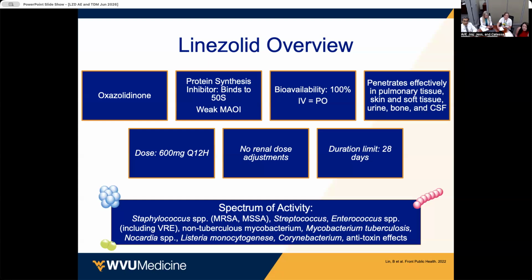Its spectrum of activity is very broad in terms of gram-positive coverage: MSSA, MRSA, strep species, enterococcal species, including VRE. It has some odd spectrum when we think about nontuberculous mycobacteria, Mycobacterium tuberculosis, Nocardia, Listeria, Corynebacterium, and then more recently, its use in antitoxin effects with staph, strep, and Clostridium have been explored, especially in necrotizing skin and soft tissue infections.